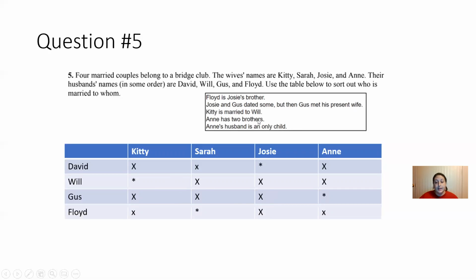All right, Kitty is married to Will. Very simple. So that takes out David, Gus, and Floyd from hers. Okay, Ann has 2 brothers. This is in here simply to distract you. You do not need this. Okay, Ann's husband is an only child. Again, I assume it is only in here to distract you. I'm not going to mention your questions on this because I myself am a little confused on this question, so I apologize.